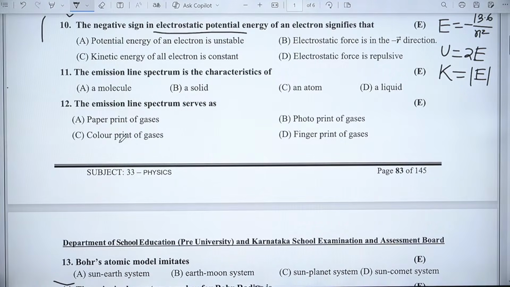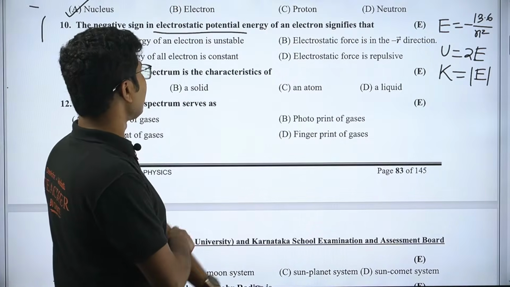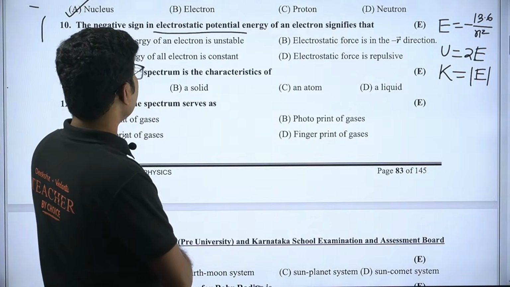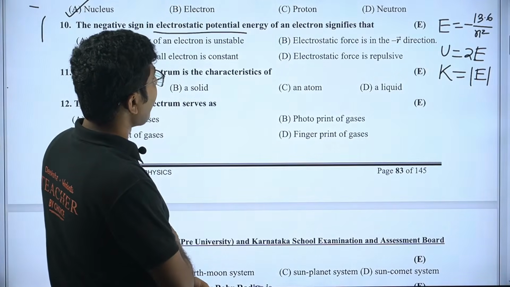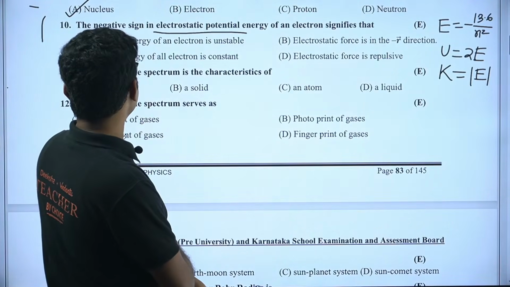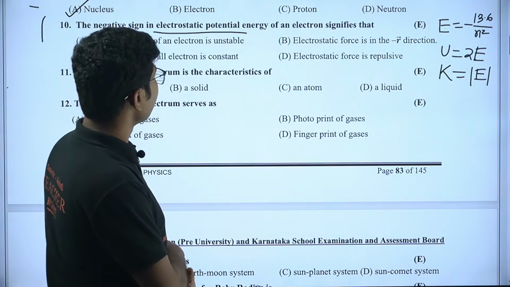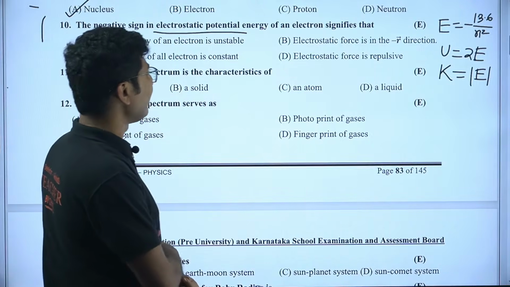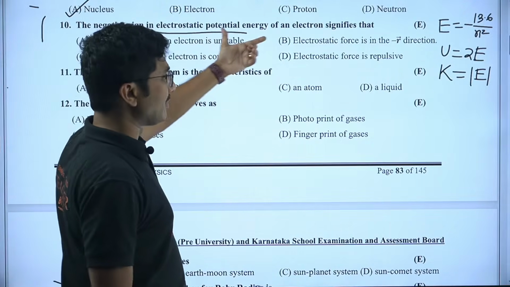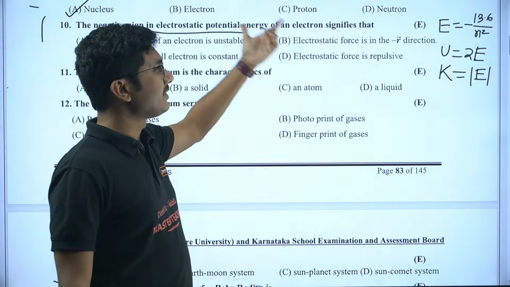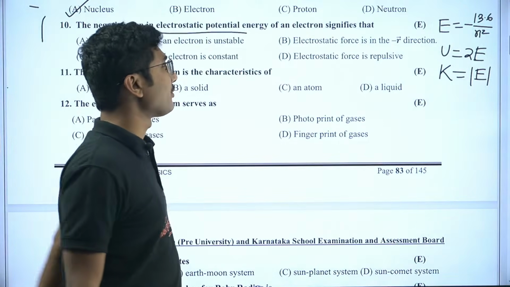This also does not make any sense. Potential energy of electron is not unstable. Negative sign in electrostatic potential energy of an electron. Now again, this question is incomplete, by the way. So they have given this chapter and somehow they have come up with the question.